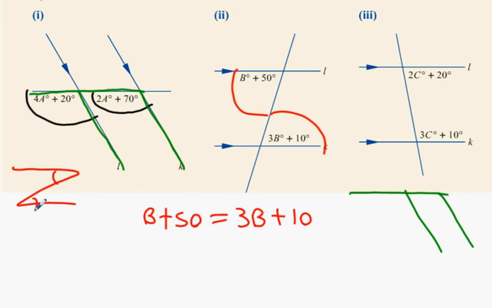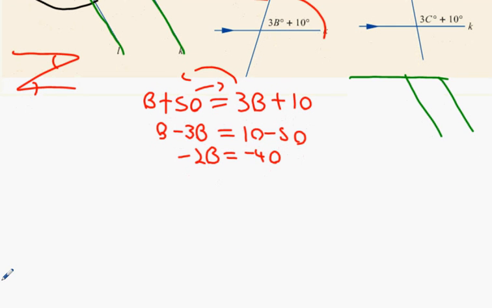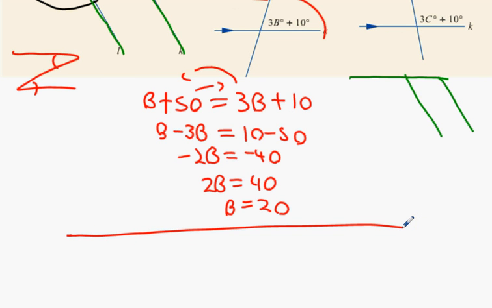Alternate angles. Bring the 3b over, so you get b minus 3b. Bring the 50 over to your side, you get 10 minus 50. You get minus 2b equals minus 40. What do you do to both sides? Minus 1. 2b equals 40. B equals 20. Everybody happy enough with that? B equals 20. Okay.